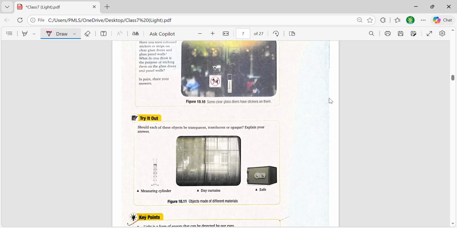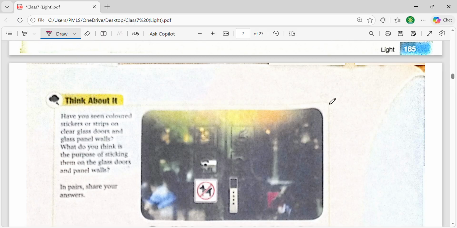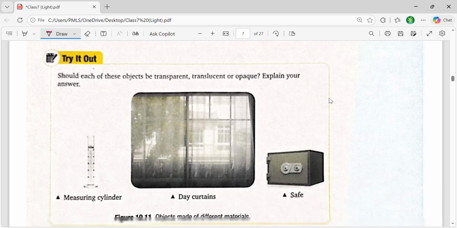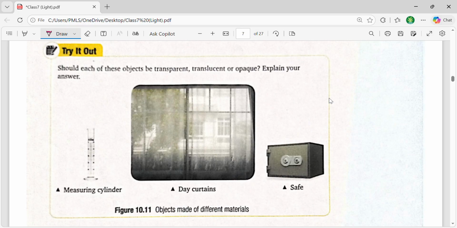In the next question, in the think about it, they are asking, have you ever seen colored stickers and strips on clear glass doors? What is the purpose here? Usually when you enter certain shops, they have these stickers with signs, just because the glass is transparent and very clear, and sometimes you might not guess that there is glass in front of you, and you could have an injury in case you don't recognize it. For that they usually put stickers on them so that you can easily identify them.